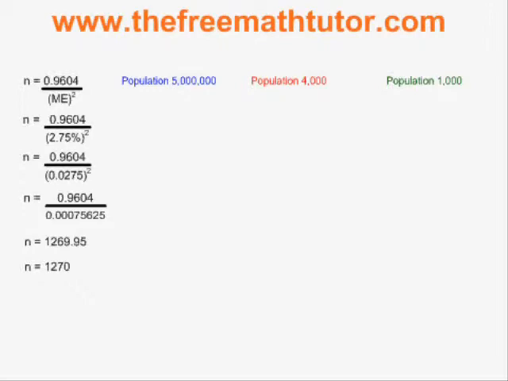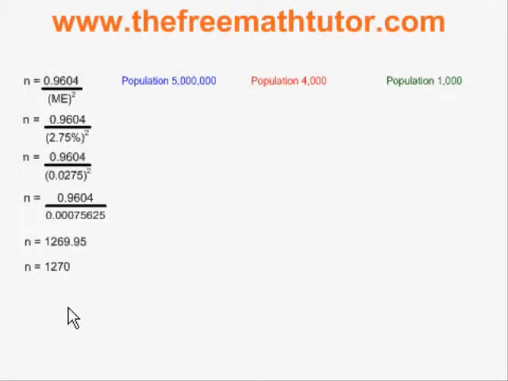The margin of error formula is used for two things because it only has two variables that can be found. One of them is the sample size, n, and the other one is the margin of error itself, me. This margin of error formula over here in black has been filled in asking for a 2.75% margin of error to find out what sample size would be required to achieve that.